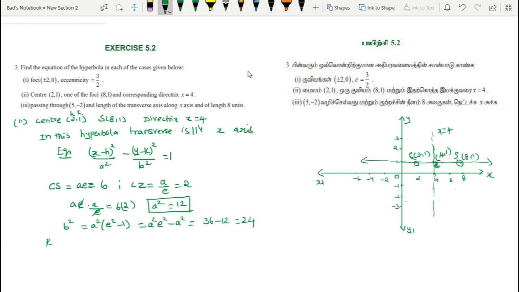Therefore, the required equation of hyperbola is, substitute here, x minus h, what is h? 2, the whole square by a square. So what is a square? 12 minus y minus k, what is k? 1, the whole square by b square. b square is 24, which is equal to 1. Okay, this is the equation of the hyperbola.